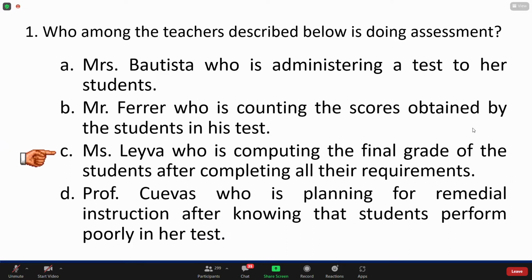Sinabi natin kanina. So do you hear sa ating problem number 1 or question number 1? The way on nag-compute ng grade si Ms. Leva, it could be a basis for the decision making or for the evaluation purpose later on. Right? So it's more of assessing the learning of the students through the final grade that he or she is preparing. So that's why for number 1, it is letter C.